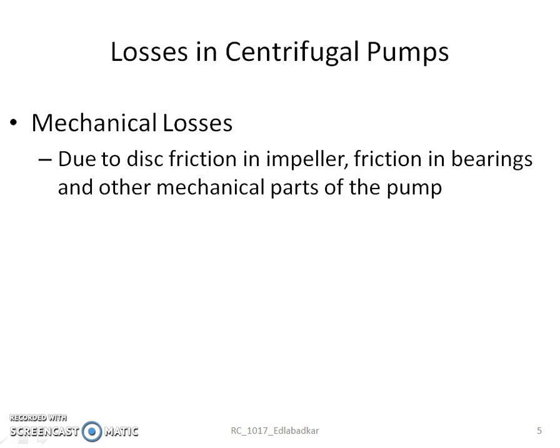Next one is mechanical losses. These are the losses because of the friction between the different parts of the total setup, like the impeller shaft which rotates between the bearings. So there is loss of energy because of friction at the bearings. Then there are also different parts which are mechanical in nature and which consume energy. These losses can be attributed as mechanical losses.